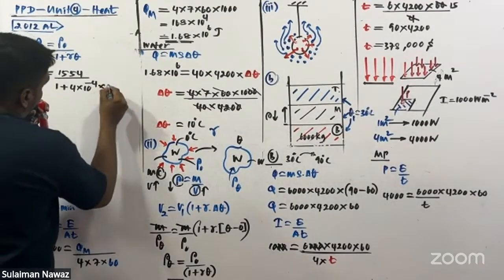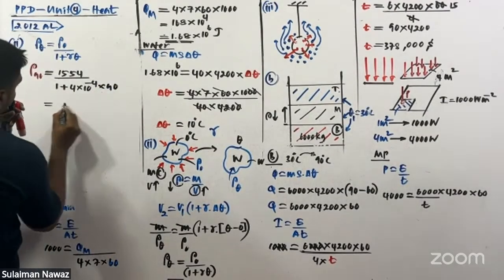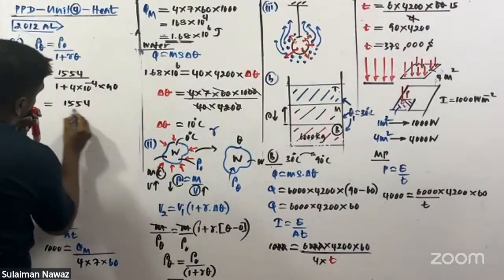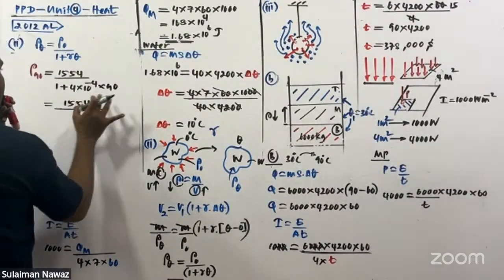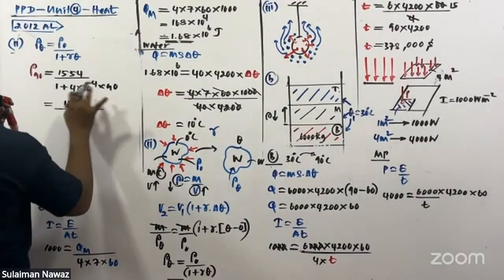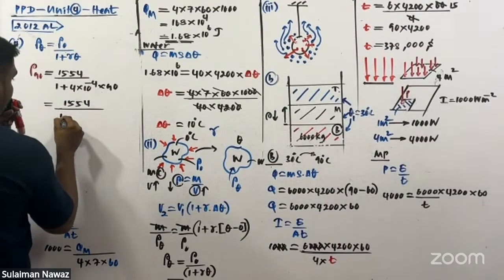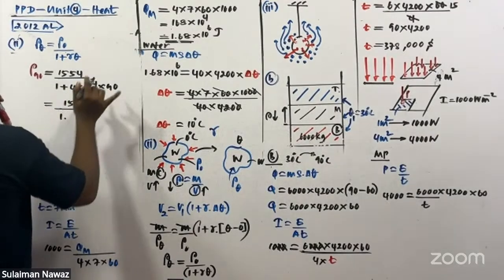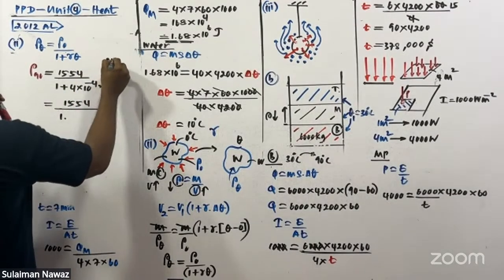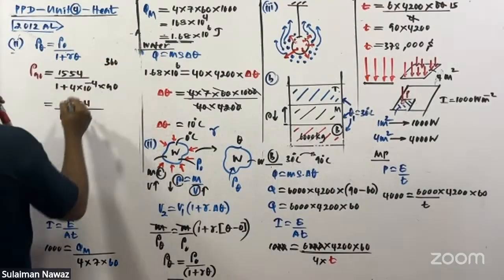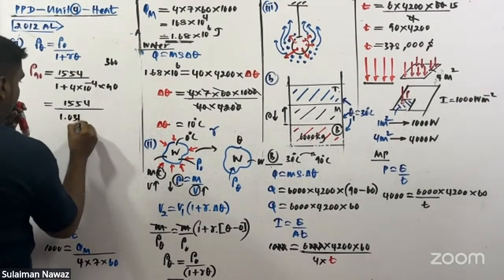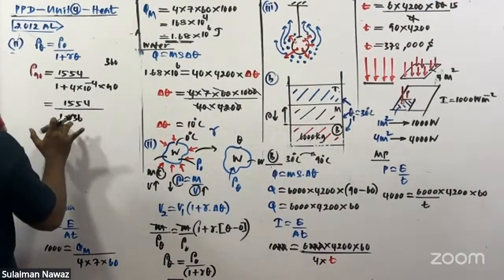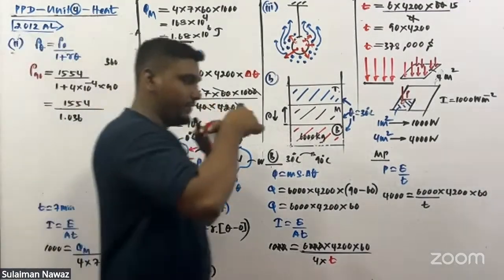Okay, now the simplification. 1554 over 1 plus 90 into 4 means 360, that is 360 into 10 to the power minus 4. How much is that? 1.036 something. Can someone take a calculator and tell me the value of this?